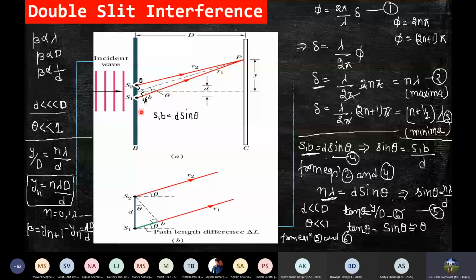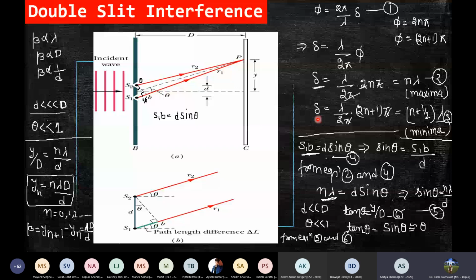I have elaborated this diagram in the below one also. You can see the below diagram here, the path length difference. It can also be represented by delta L in some textbooks. You will find delta X also, and delta L. We are taking only delta here. So don't be confused. Keep one notation in your mind and follow the complete calculation.